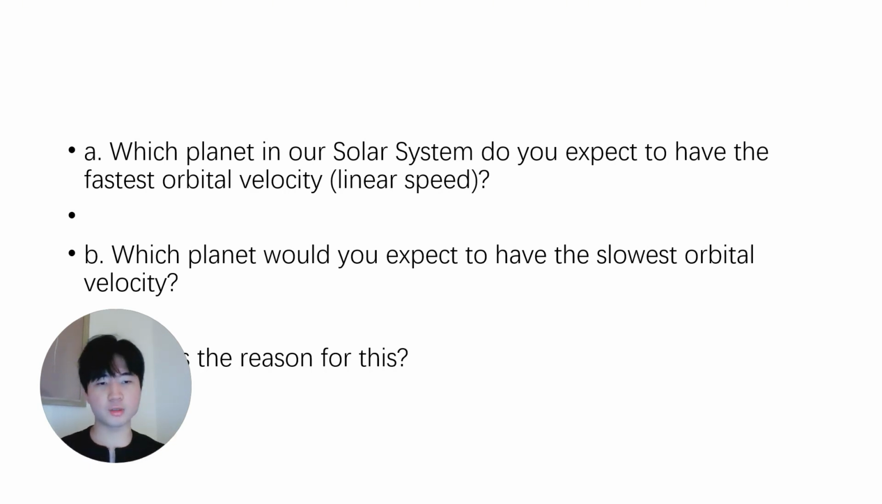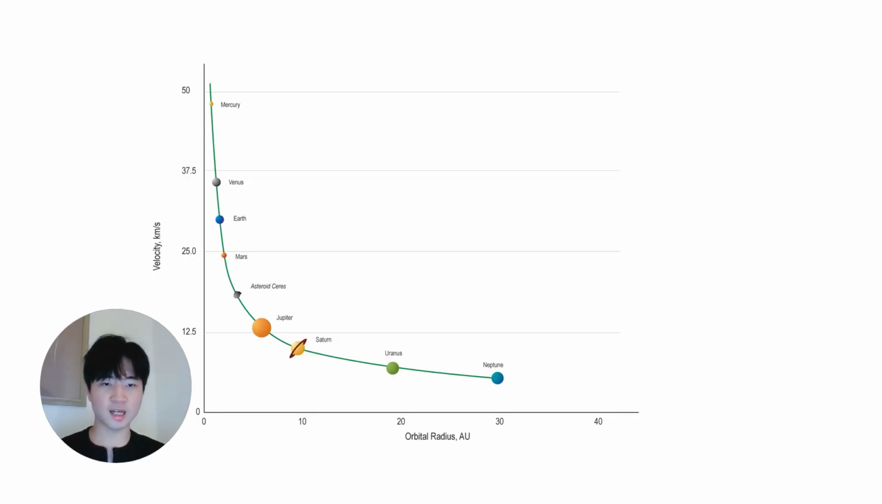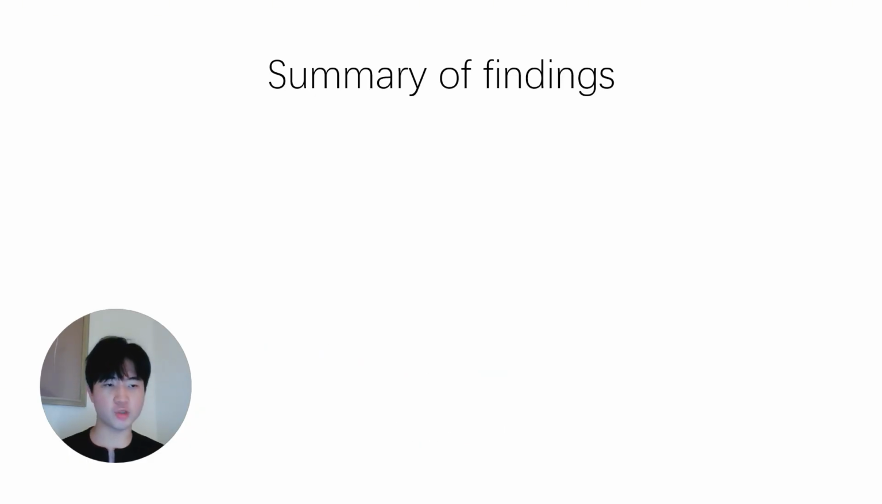According to Newton's law of gravity, a planet closer to the Sun experiences a stronger gravitational pull. To avoid falling into the Sun, it must travel at a higher speed to provide the necessary centripetal force for a stable orbit. Finally, these experiments give me a clear visual and quantitative understanding of Kepler's laws.